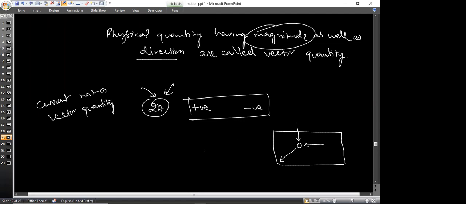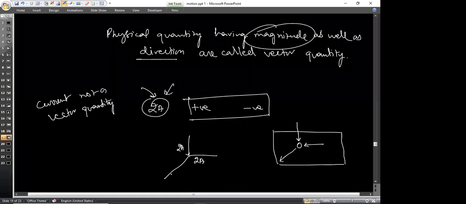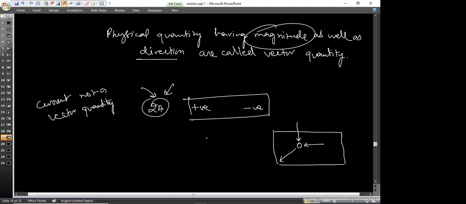But in case of current, if 2 ampere current is coming in this direction and 2 ampere current is coming in this direction, the current will not move in this direction. Current moves only from positive terminal to negative terminal. It is not going to move in this direction. Moreover, if the same force is exerted, just listen to me.